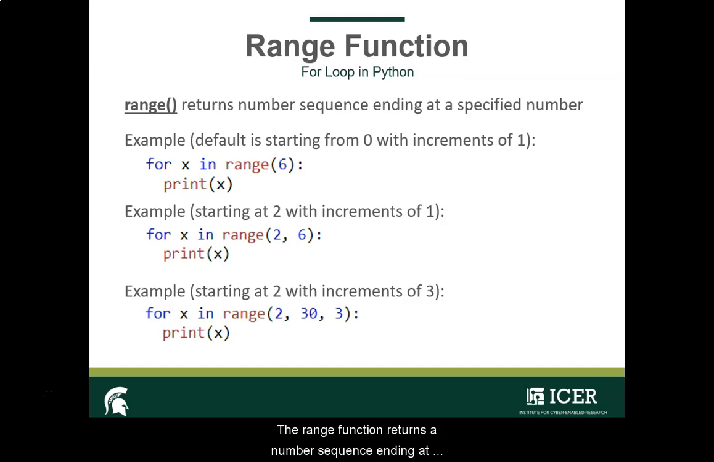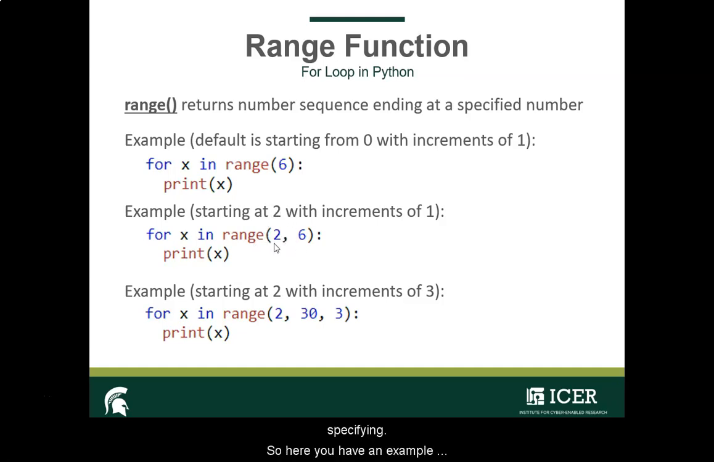The range function returns a number sequence ending at a specified number. So here I have an example, for x in range 6, print x. So you'll notice that we start at 0 and we're going to increment by 1 up until we hit 6.